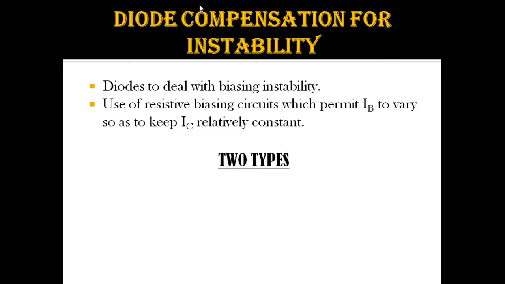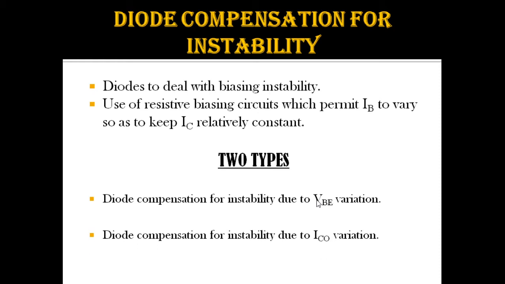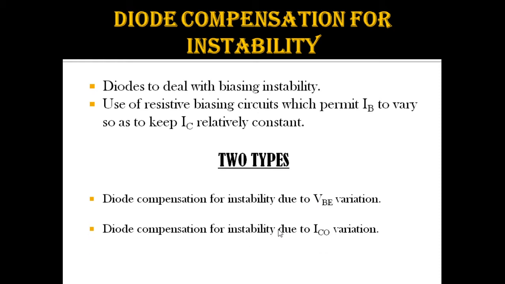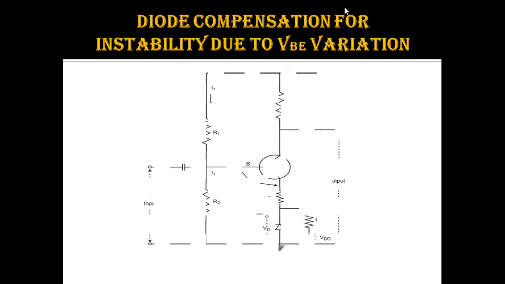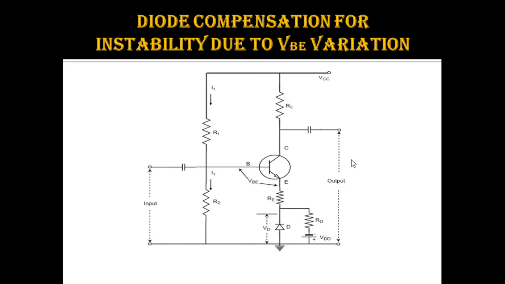There are two types of diode compensation. The first one is diode compensation for instability due to VBE variation, the base emitter voltage, and the second is diode compensation for instability due to ICO variation. So first we'll see the diode compensation for instability due to VBE variation. You can look at the circuit diagram here.